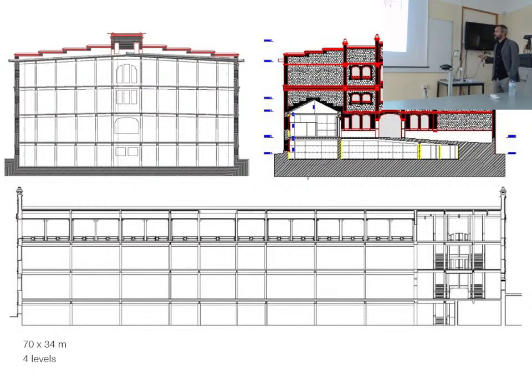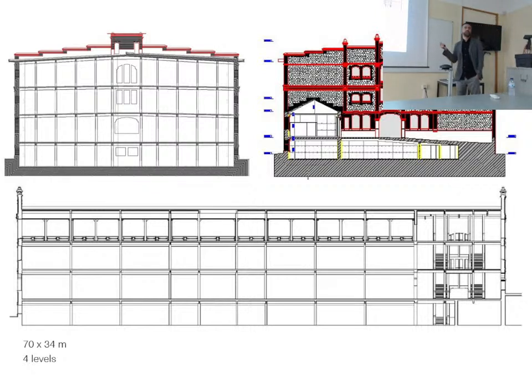So this is the existing building. It's 70 by 34 and it has 4 levels. It was an old slaughterhouse, so the upper level is open, and also a funny fact is that all the floors are not horizontal. They are inclined, because there were dead animals there, in order for the blood of the animals to go through the facades of the building.